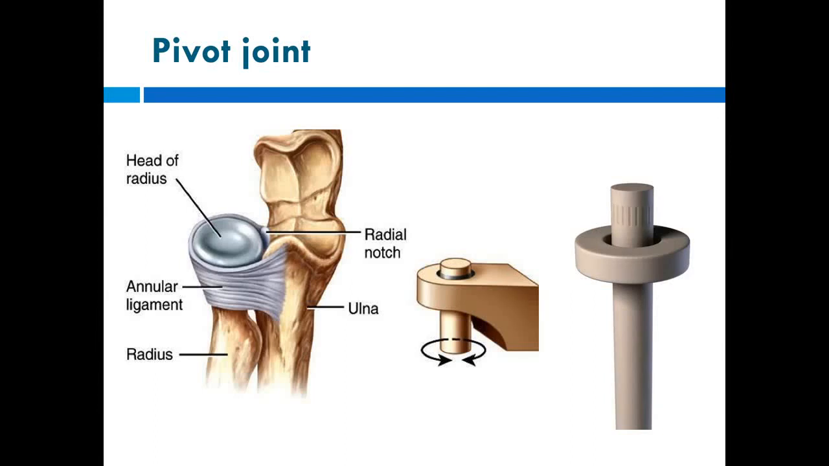Over here we can see this is the ulna and this one is the radial notch of the ulna, where the head of the radius is attached, and the head of the radius is fixed with the radial notch of the ulna by the annular ligament, where the radius is moving in rotation. In this animation we can understand the movement of the radius. So this rotation is happening in the vertical axis and it is a uniaxial joint.